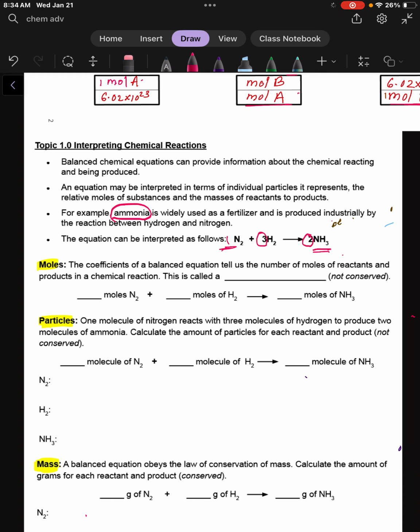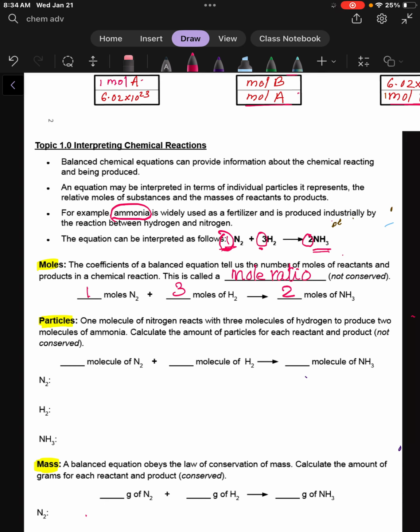According to the mole ratio, we can see there is 1 mole of nitrogen combined with 3 moles of hydrogen producing 2 moles of ammonia. So we are using a ratio between the moles, which is called mole ratio. According to this reaction, how many moles of nitrogen are there? 1, just write 1 there, combines with 3 moles of hydrogen producing 2 moles of ammonia.